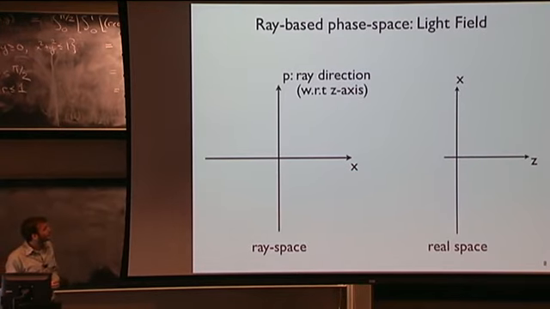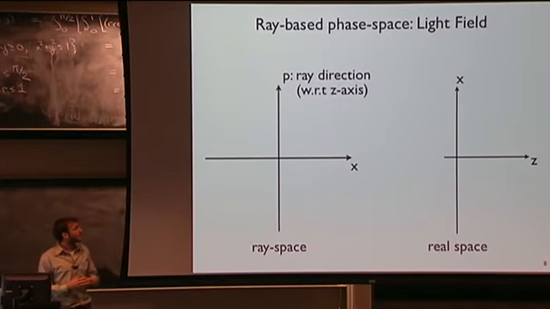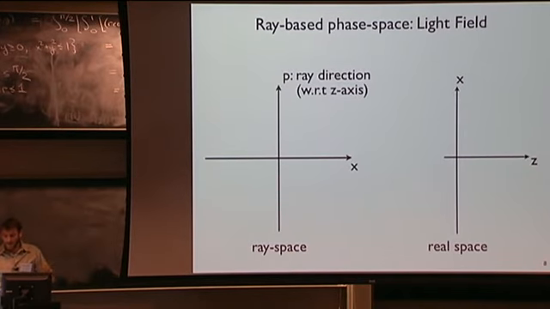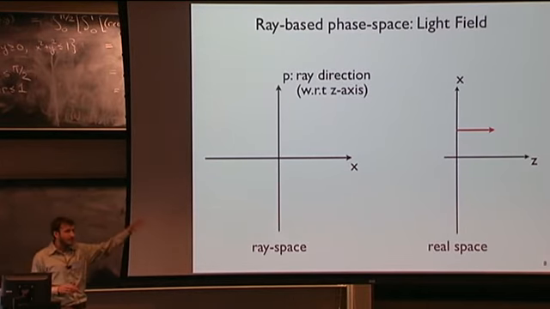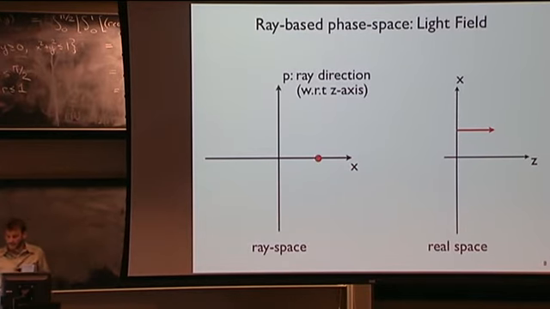So what I can do is simply plot the direction of a ray with respect to the z-axis against its position. In this real space over here, it's a 1D space. I'm going to put different rays, and I can fill in my 2D space on the left, which is my light field, with different points.